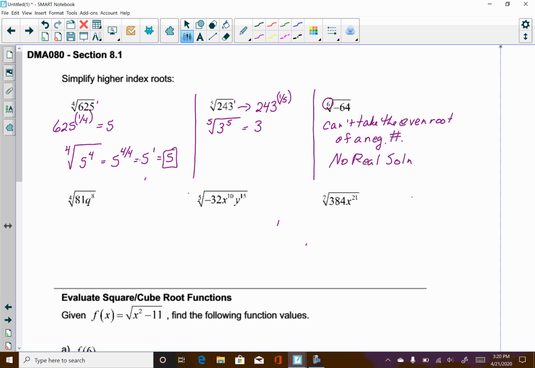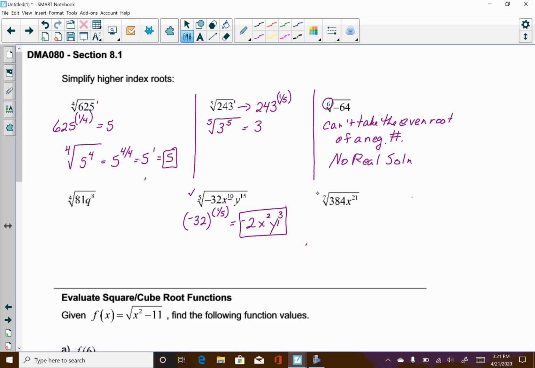All right, let's look at this one here in the center, the 5th root of -32. Okay, so I can take an odd root of a negative number. And again, if you want to, in your calculator, you could just simply do -32 raised to the 1/5 power, like that. And that should tell you that it's -2. And then for these exponents here, they're already multiples of 5, so you would do 10 divided by 5, so that would be x squared. And y, 15 divided by 5, so that'd be y cubed, and that would be your final answer.